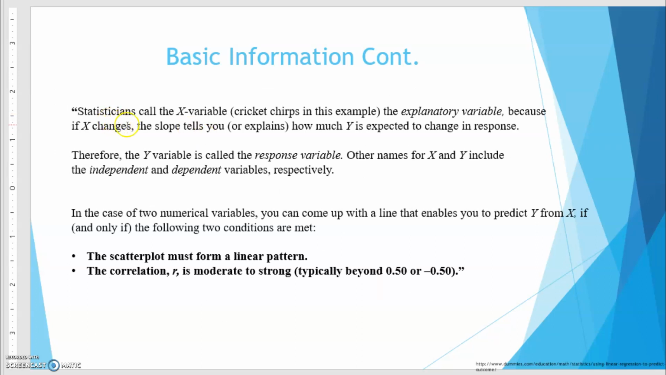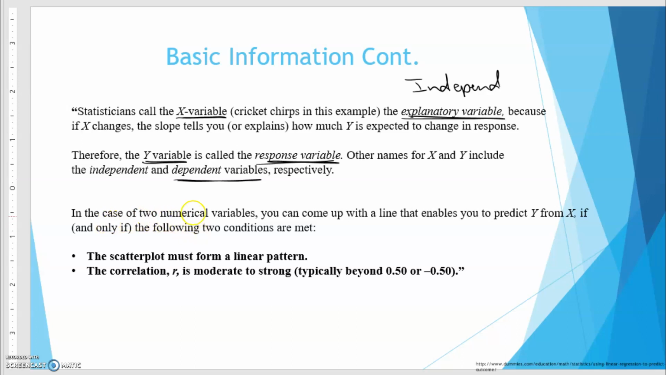Also, your x variable can be called the explanatory variable, because if x changes, the slope tells you or explains how much y is expected to change in response. By the way, the x variable, the explanatory variable, can also be called the independent variable. Your y variable is also called your response variable, and it is also called the dependent variable.